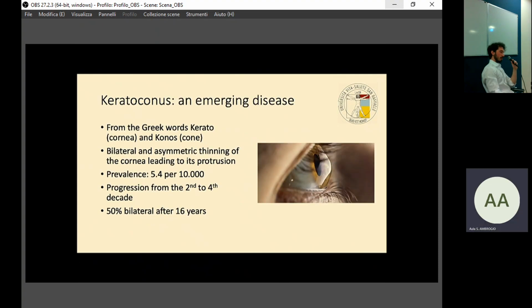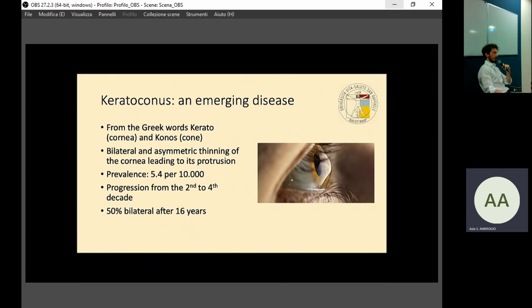So first of all, keratoconus. Keratoconus is a disease of the anterior part of the eye, of the cornea, which, as you can imagine, is characterized by this cone-like deformation of the cornea. It comes from the Greek words kerato and konos, referring to cone, and it is characterized by thinning and protrusion of the cornea.